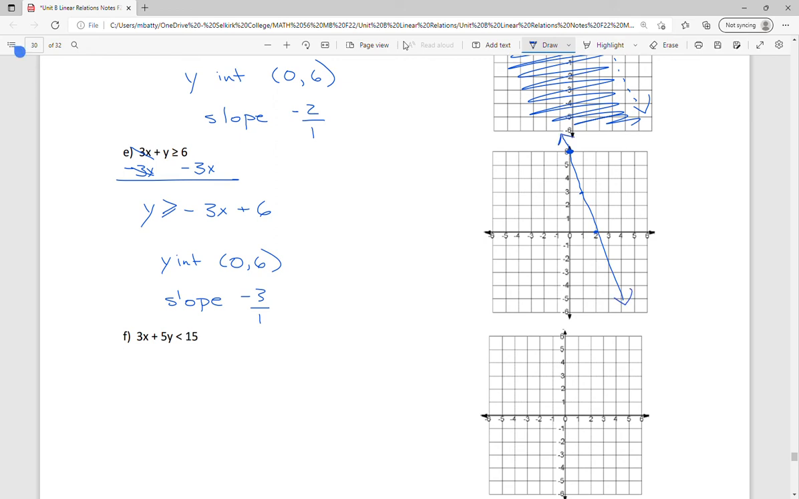And then this half plane shading. So y values are bigger than my line. And up here would be where the y values are bigger than my line. Okay, one more on this page.